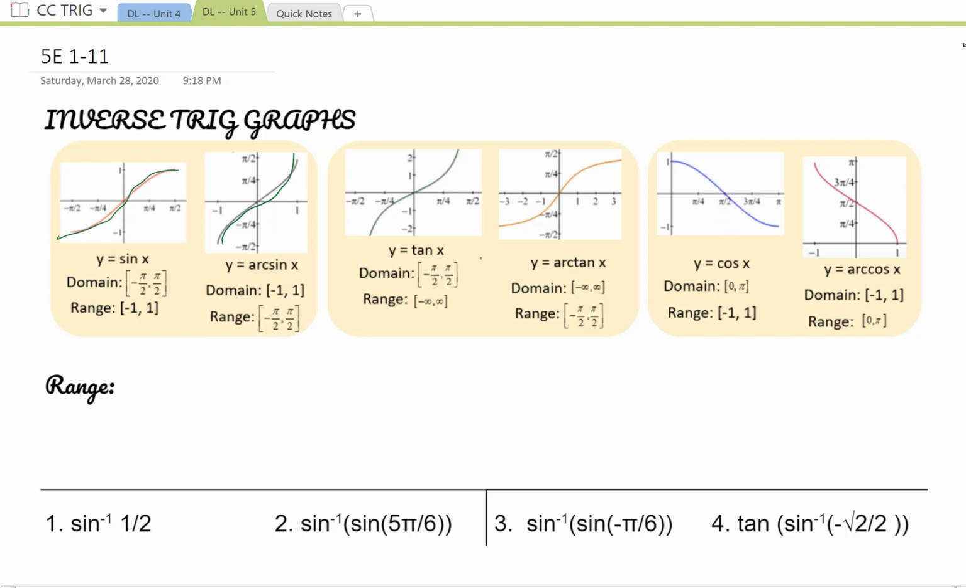Okay, y equals tan x. They took one of the full branches of tangent and they reflected that, but only one of those tangent waves. They did not do the second one. And then for cosine, they took, again, a piece of the cosine wave and reflected it over the line y equals x and created the following graphs with the following restrictions. The range is what's going to be most important to us to know if you can actually take the inverse sine of some number, some value.